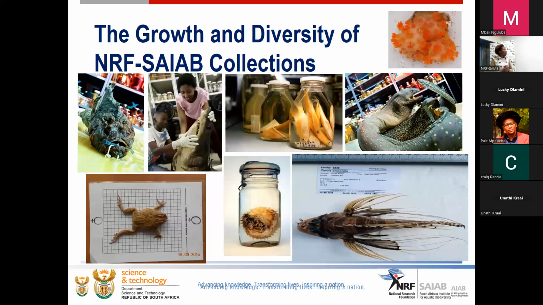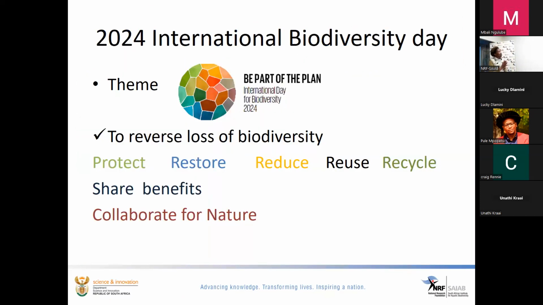So today I'll be talking about the growth and diversity of NRF-SAIAB collections. I thought it would be great to talk about this day before I go to my presentation. This year's theme says, be part of the plan: to reverse the loss of diversity, to protect our environment, to restore whatever we have, to reduce, reuse and recycle any waste material, and to share the benefits of the environment. That is, we use resources in a way that our children and our grandchildren can use the same resources. And we are doing this collaboratively for nature.